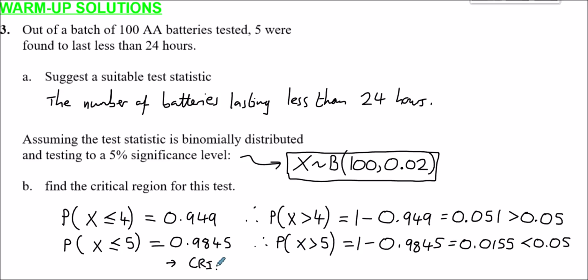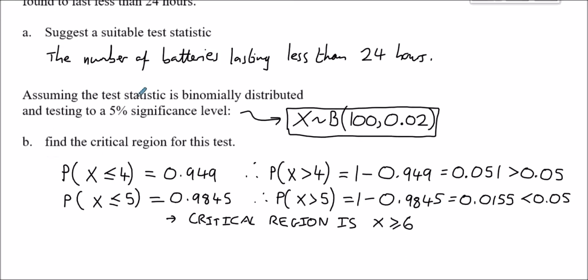So the critical region is X greater than 5. Or if you wanted to, we could say X equal to or greater than 6. Now, in terms of thinking about this a bit further, the critical region is this, but we can now work out the actual significance level. So the actual significance level of this is the probability of incorrectly rejecting H0.